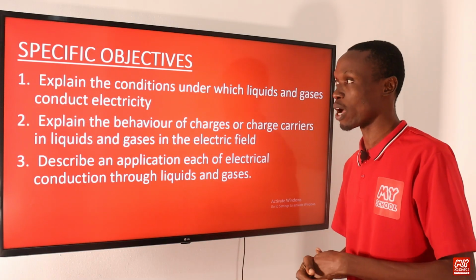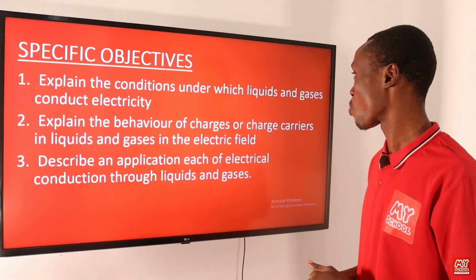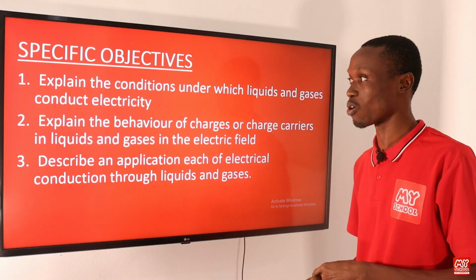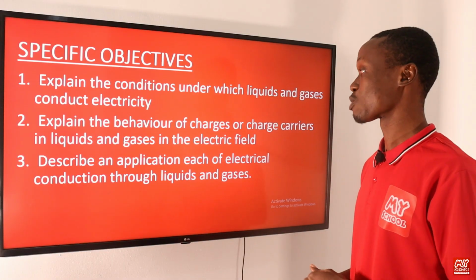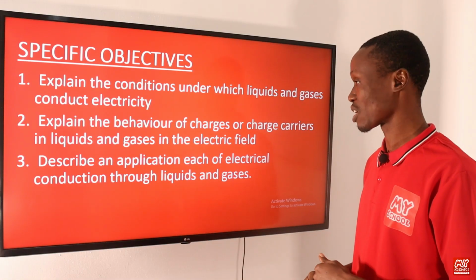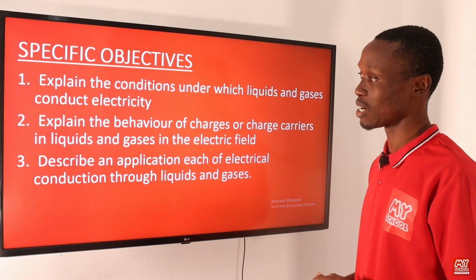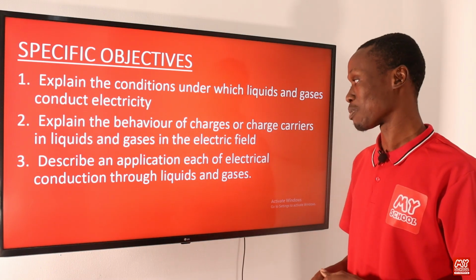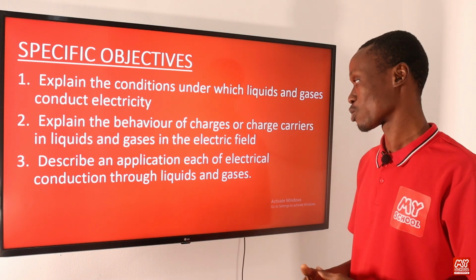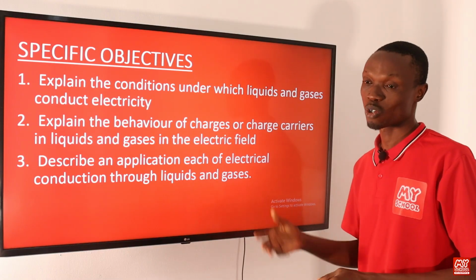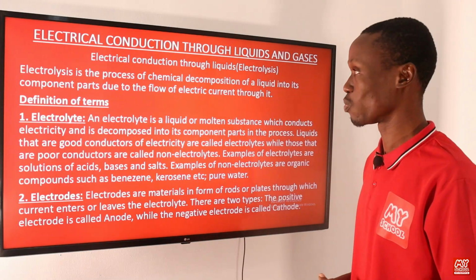Objective number 1, explain the conditions under which liquids and gases conduct electricity. 2, explain the behavior of charges or charge carriers in liquids and gases in the electric field. And 3, describe an application each of electrical conduction through liquids and gases. So let's move to the next slide to begin with our lesson.